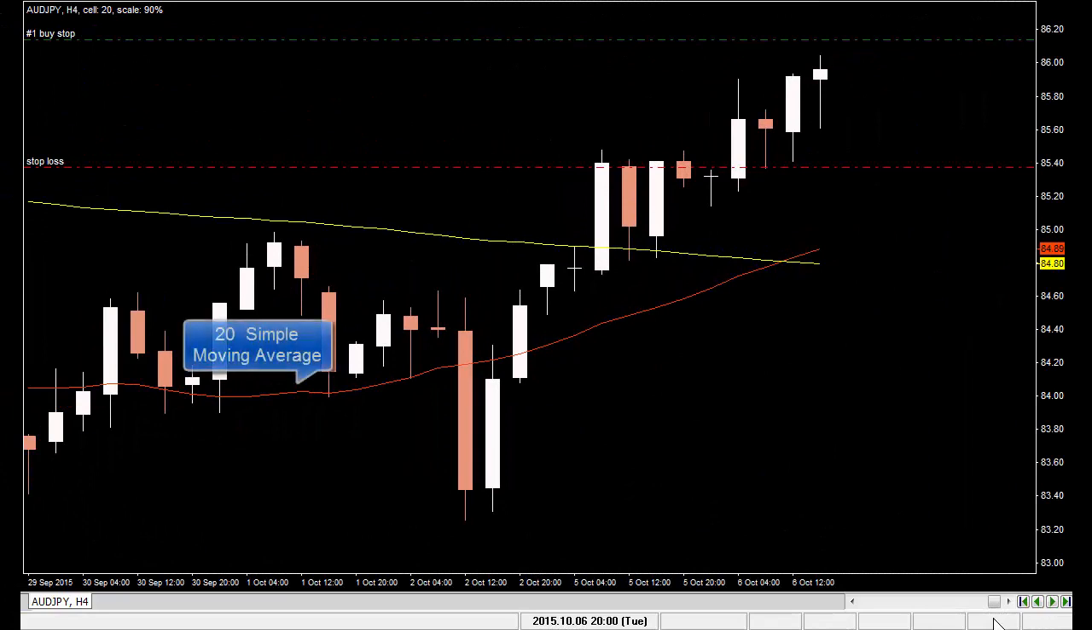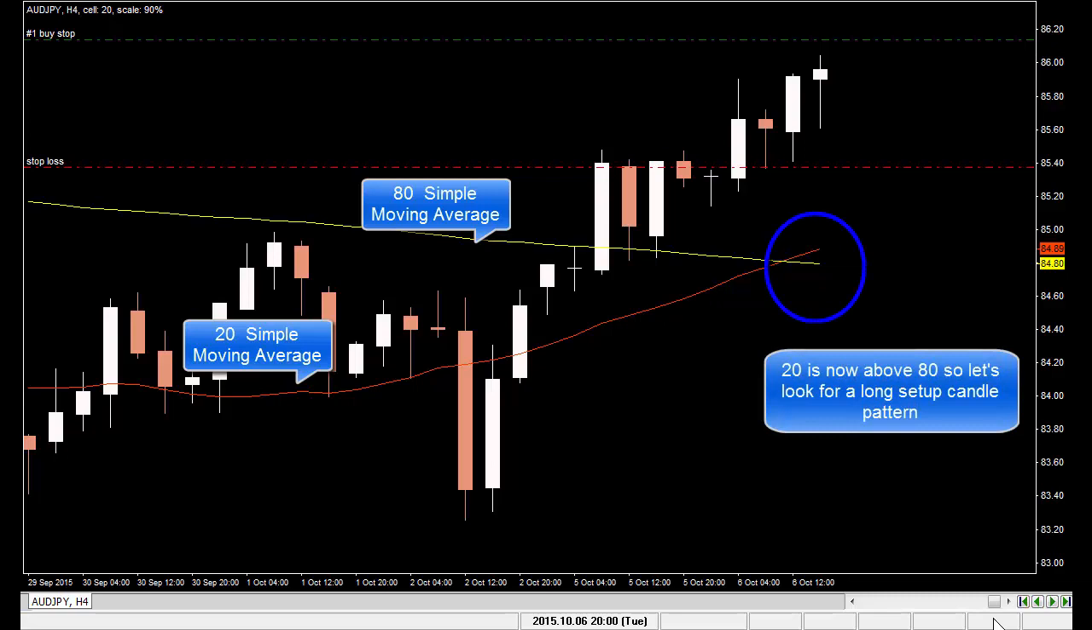In this picture, the red line is the 20 simple moving average, and the yellow line is the 80 simple moving average. Since the red line got above the yellow line, I started looking for signals of upward momentum. A few candles passed and I saw 2 consecutive bullish candles, both closing above the red line. The second candle has a higher high, higher low, and higher close when compared to the first candle. So this is a potential buy opportunity.